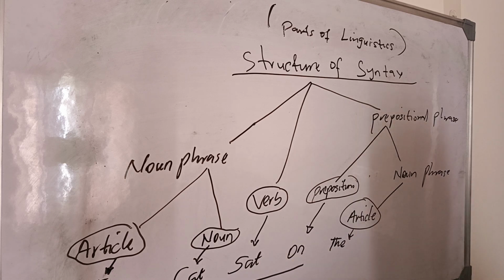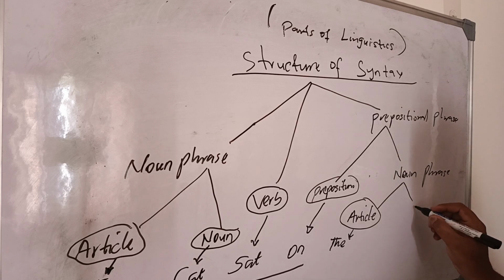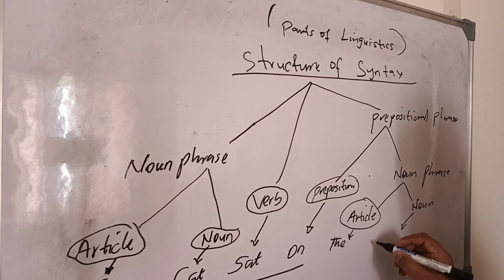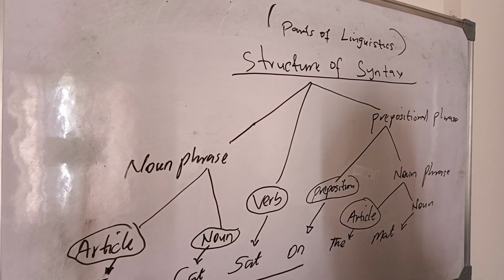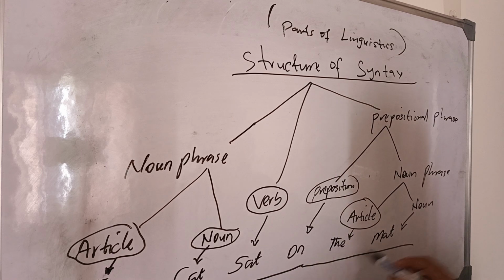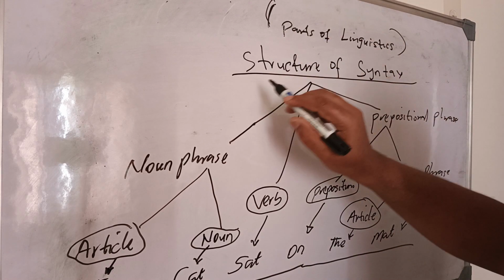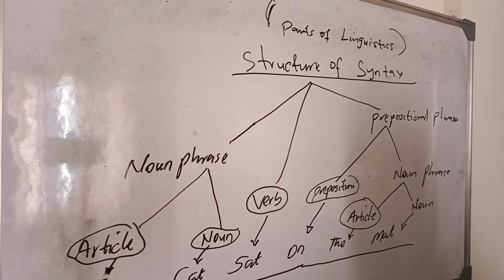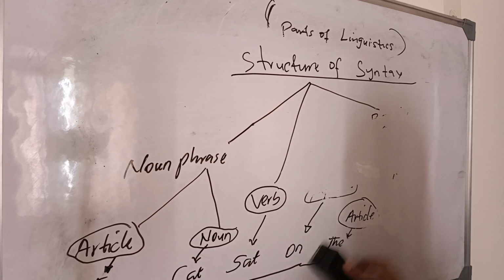So it's the remaining one. So this one will have a noun. So the noun will be, for example, let's see the sentences in order. The cat sat on the mat. So this is the structure of a syntax. So let's take a look at the types of syntax.